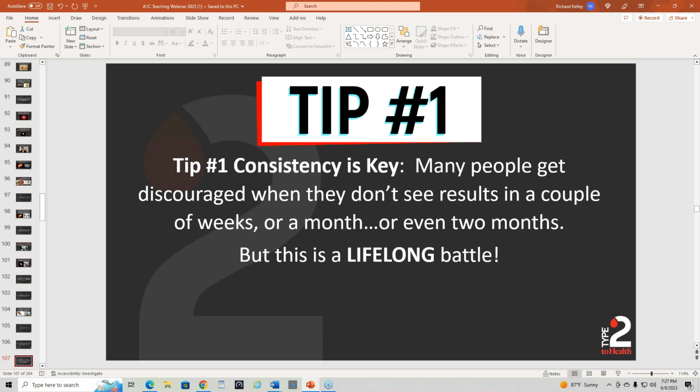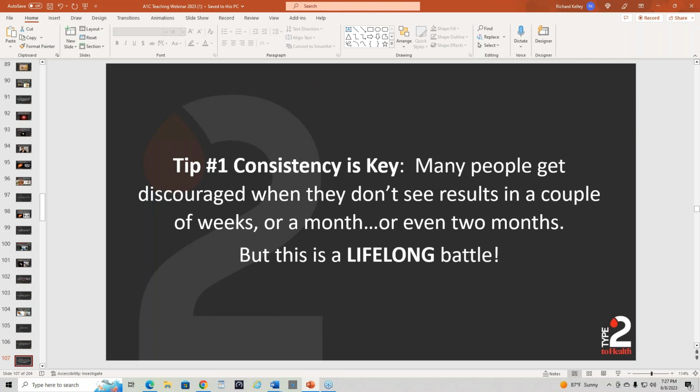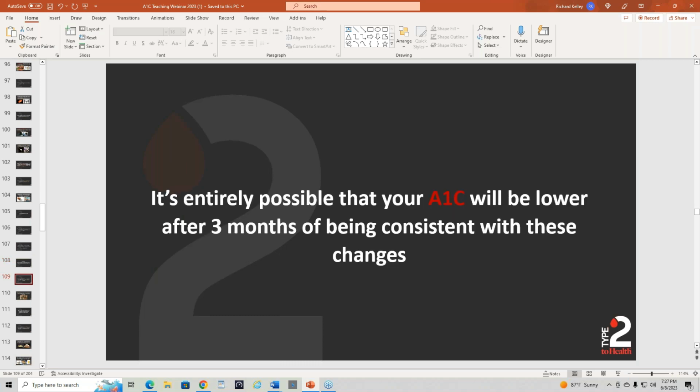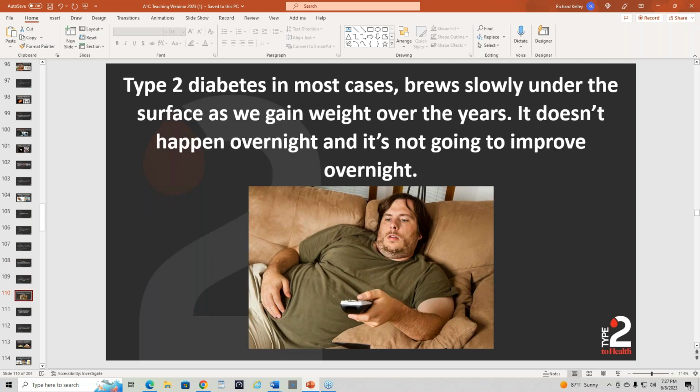Consistency is key. Many people get discouraged when they don't see results in a couple of weeks or in a month or even 2 months, but this is a lifelong battle. We are immersed in a horrible food environment, and so it's not something that you can just do for a little bit and everything's going to get better. If you're consistent in implementing the things that I'm telling you about with your doctor's approval, it's entirely possible that your A1C will be lower after 3 months of being consistent. But you have to be consistent with doing these things.